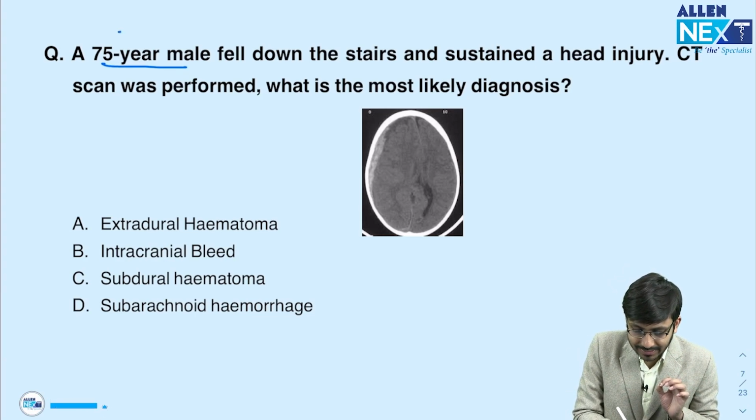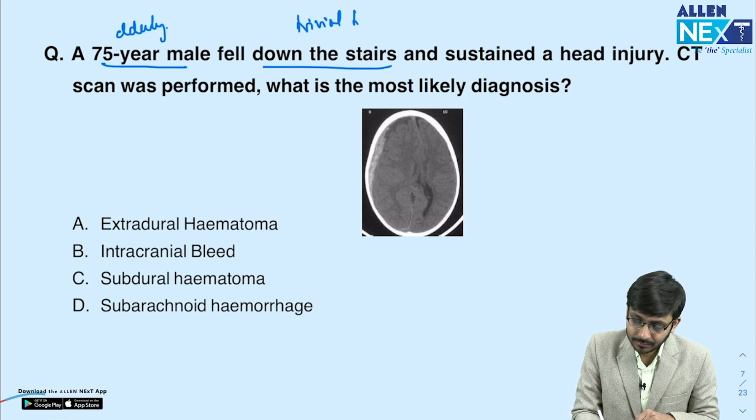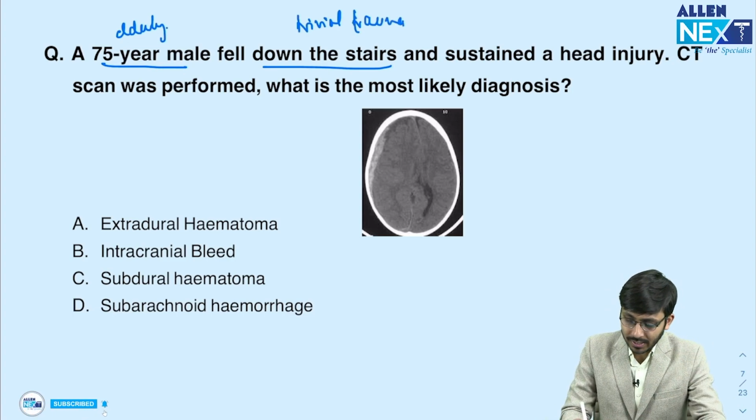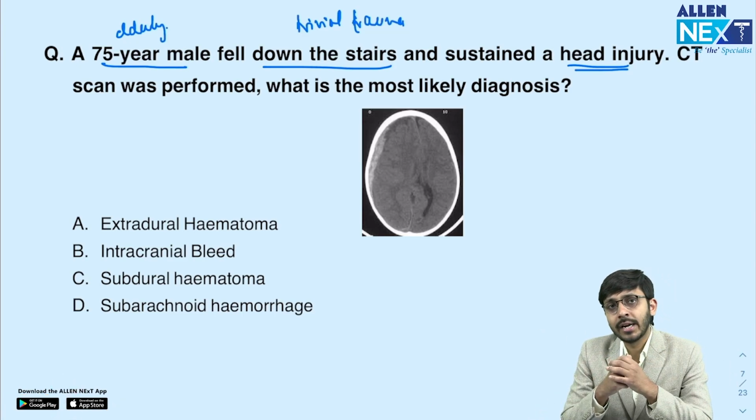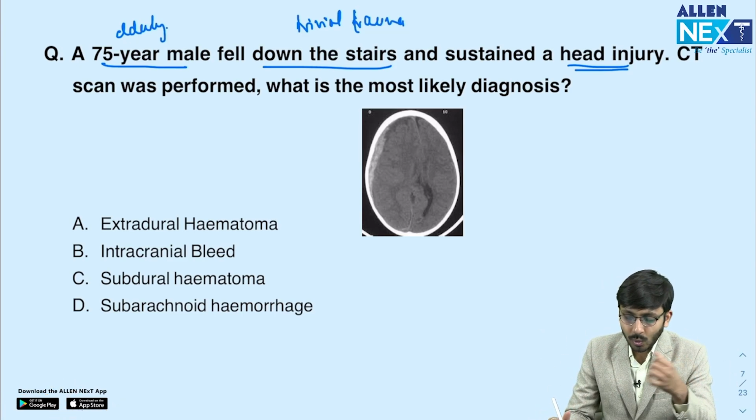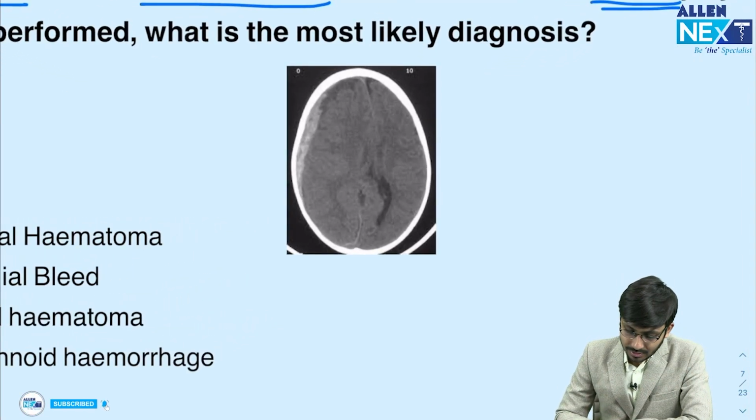A 75-year-old male, so an elderly male, fell down the stairs. So it is a trivial trauma, and he sustained a head injury. Now in a head injury in an elderly patient, yes, we'll go ahead and do an NCCT head. And what does the NCCT head show? Look at this image right here. This is a non-contrast CT of the brain.